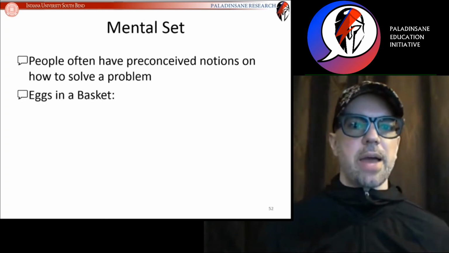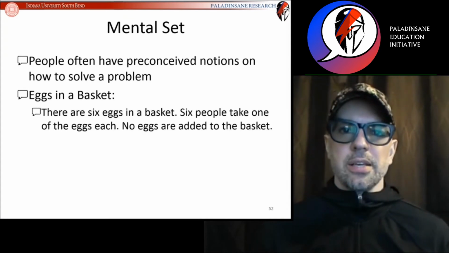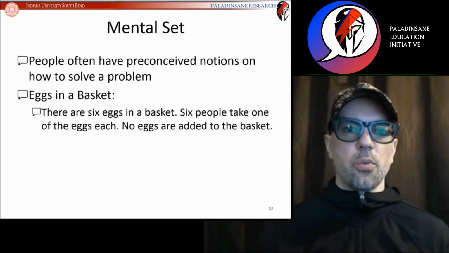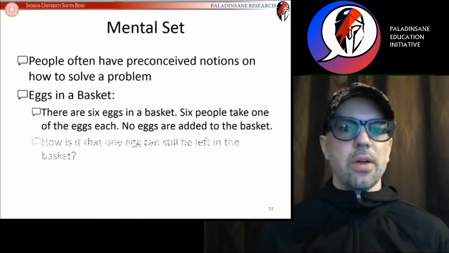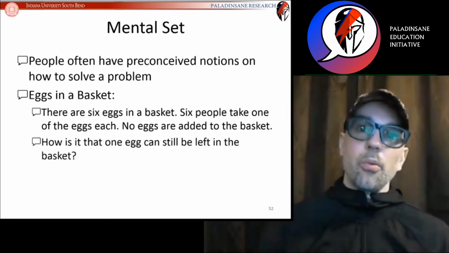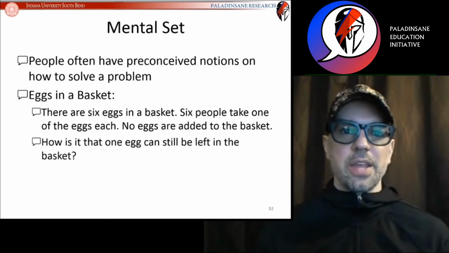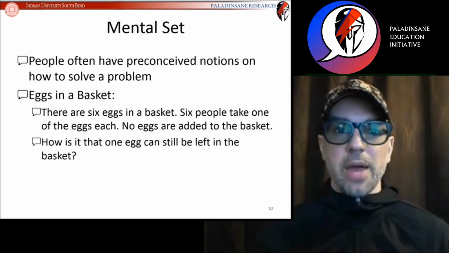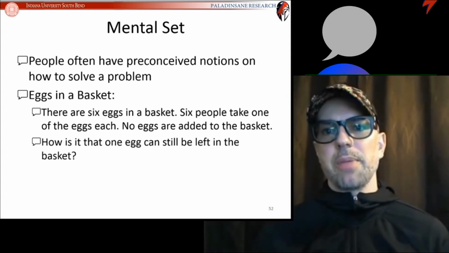So this is eggs in a basket. I'll read it out for you. There are 6 eggs in a basket. 6 people take one of the eggs each. No eggs are added to the basket. How is it that one egg can still be left in the basket? What is going on here? So 6 eggs in a basket. 6 people take one of the eggs each. No eggs are added to the basket. And yet somehow at the end, 1 egg is still left in the basket.